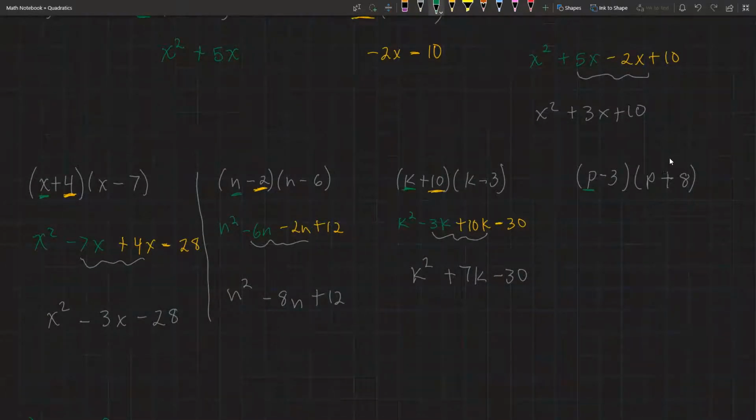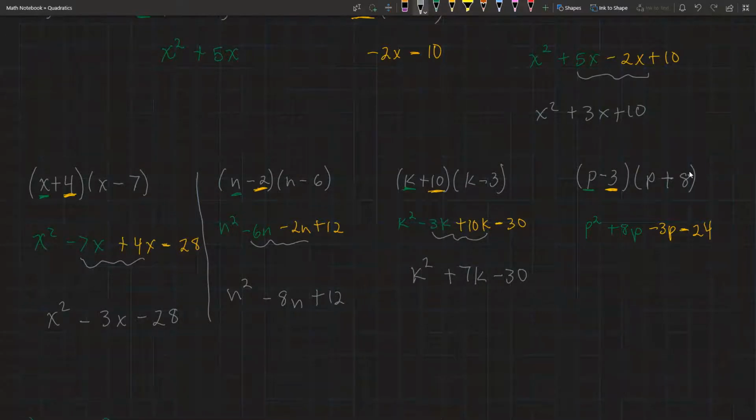P will be distributed now to both of these terms. We get P times P represented as P squared. Then P times 8 can be represented as plus 8P. And now we will distribute this negative 3. Remember, it's not just the 3 that's being distributed, it's also the negative. So negative 3 times P can be represented as negative 3P. And then negative 3 times 8 should be a negative, negative 24. Remember that negative times positive is negative. And that was our product.